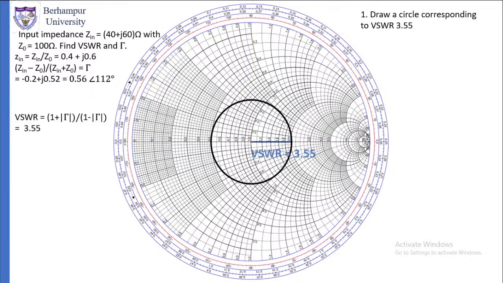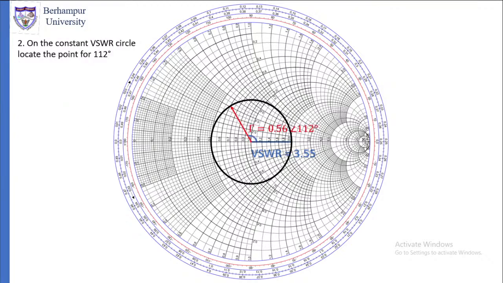Okay. Now we can do this using a Smith chart also. To do this using a Smith chart, first we will draw the Zin point, then we will draw the constant VSWR circle. Then on the constant VSWR circle, we will locate the point which is 112 because the angle is 112. Gamma is equal to 0.56. VSWR is equal to 3.55.